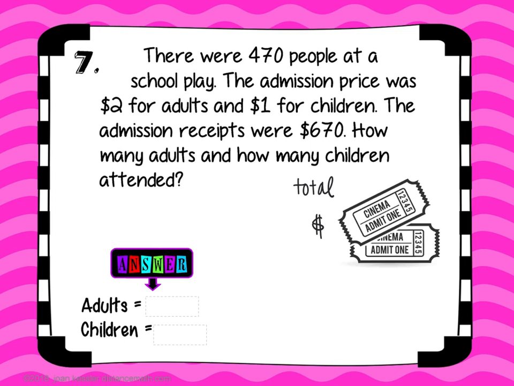So the first one, there were 470 people total. The types of people were adults and children. So adults plus children equals 470. The second equation all has to deal with my money. So $2 for the adults, $1 for the children, 670 total.